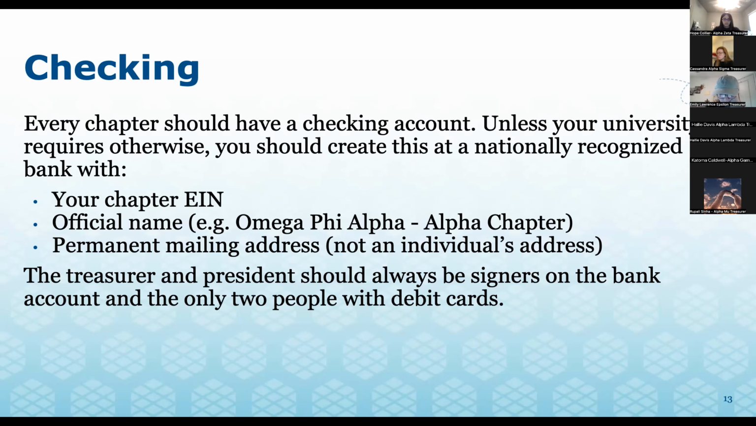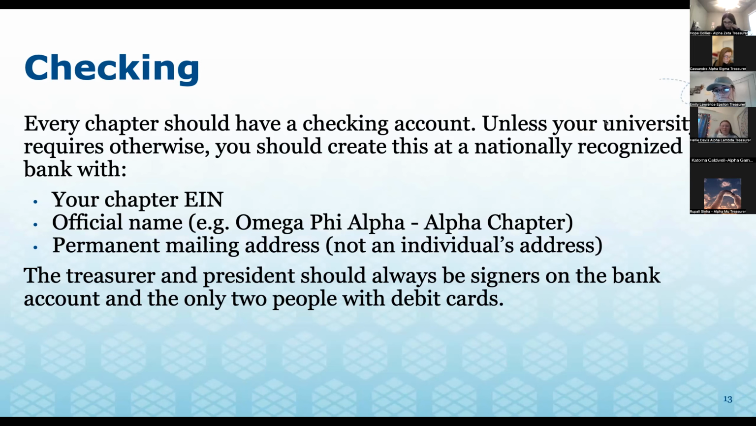And then the bank account needs to be under a permanent chapter mailing address. So not an individual's home address, not the treasurer's address, not the president's address, not the treasurer from 5 years ago address. It should be under your chapter permanent mailing address. The majority of you have them, based on my recent looking through them last week. So I just make sure it's updated. It should be relatively easy to change your address with the bank.